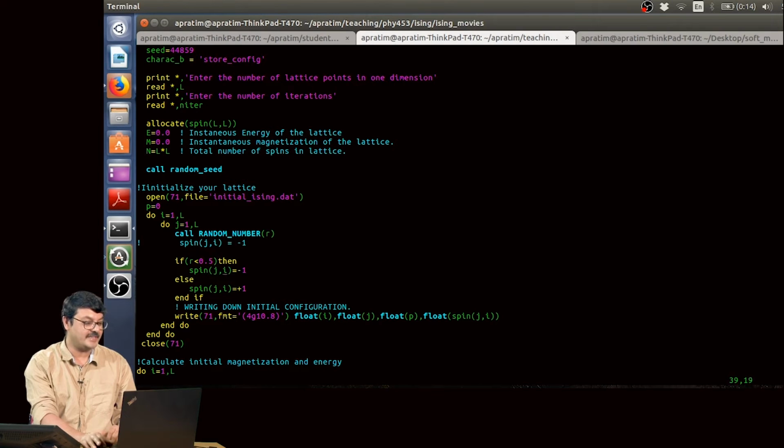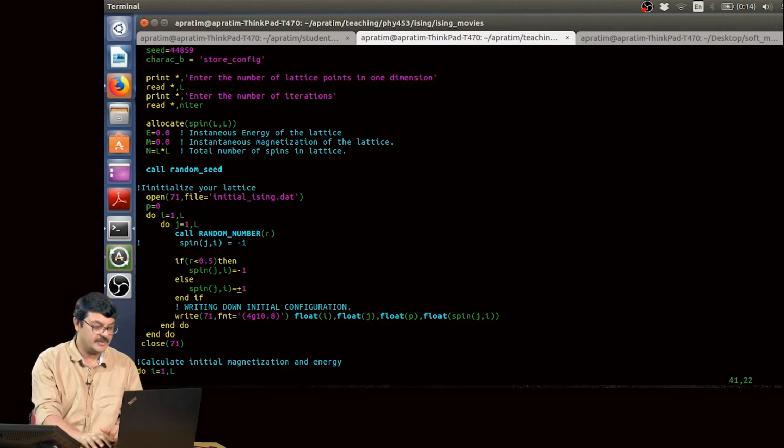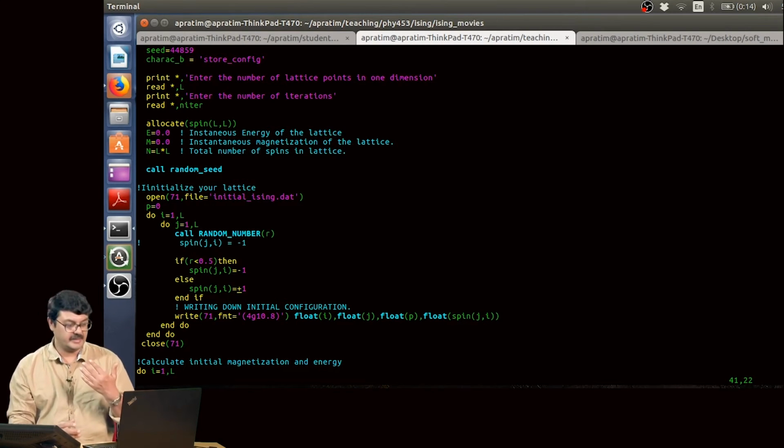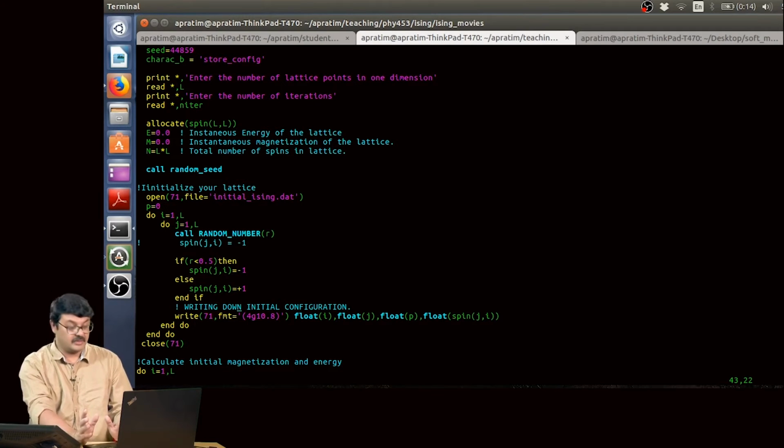So, for spin j I here, if the condition r is less than 0.5 is satisfied, then the spin of j I is given -1. If it is greater, as I said, with equal probability of being either plus 1 or minus 1, then you give it plus 1. So, on average, half of the spins in the lattice will be pointing up and half will be pointing down, right. So, you have assigned spin values to this. You want to see whether you have done it right or not.